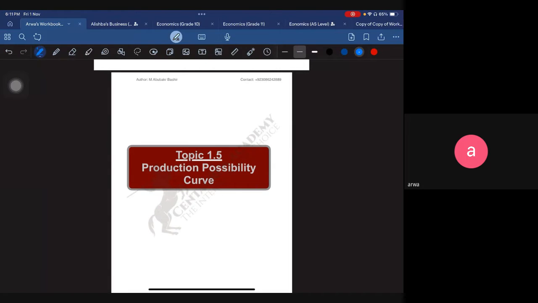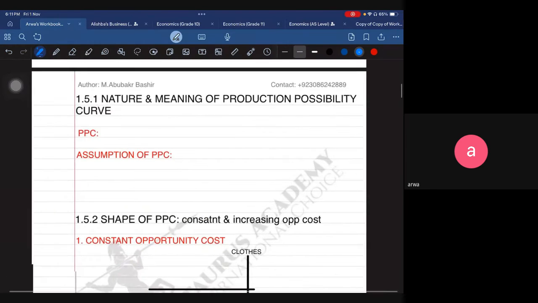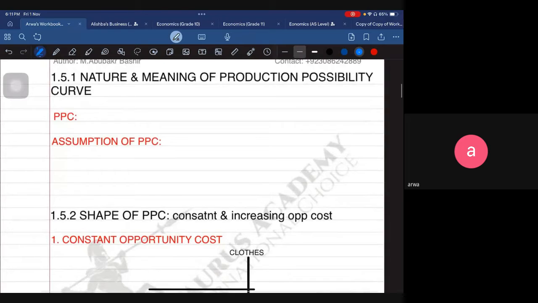Okay, so today we are going to start off with topic 1.5, that is production possibility. So, first things first, what is production possibility growth? So it's a curve that shows basically the maximum output that an economy can have of two products.